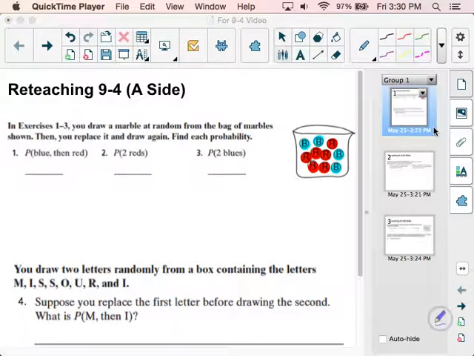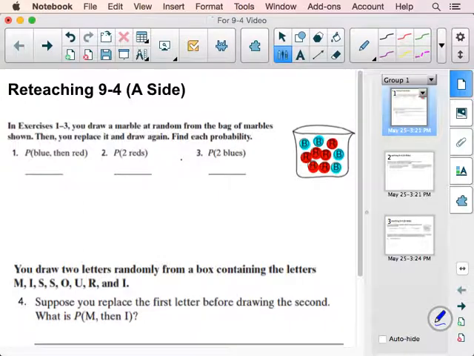Okay, this is from your Reteaching 9-4 homework on the A side, where we're looking at compound probability. So when we want to find the probability of two things happening, we find the probability of each one and multiply them together. So in this case, since we want the probability of two blues, it's the same thing as saying getting the probability of a blue times getting the probability of a blue again.